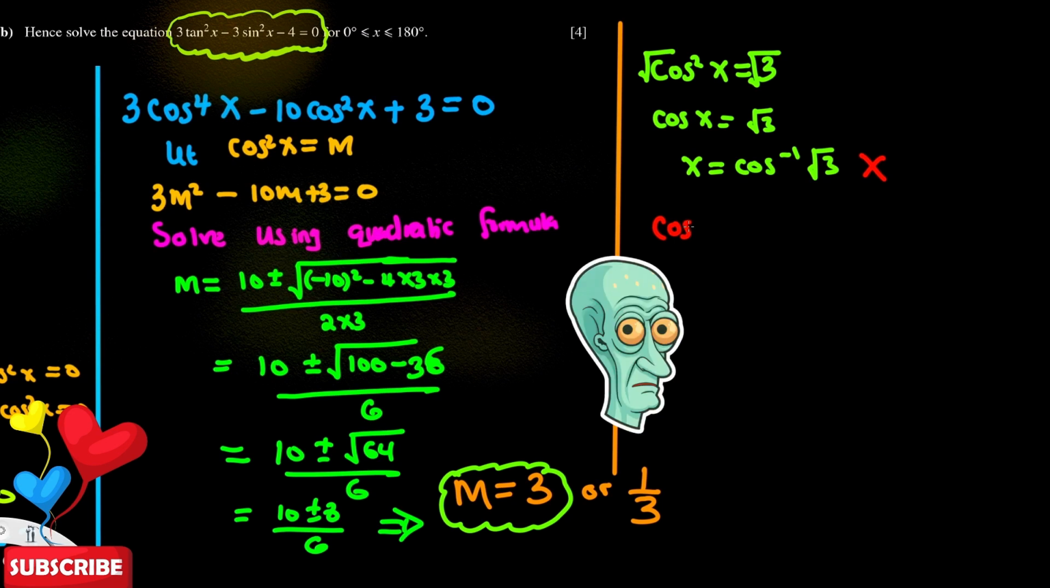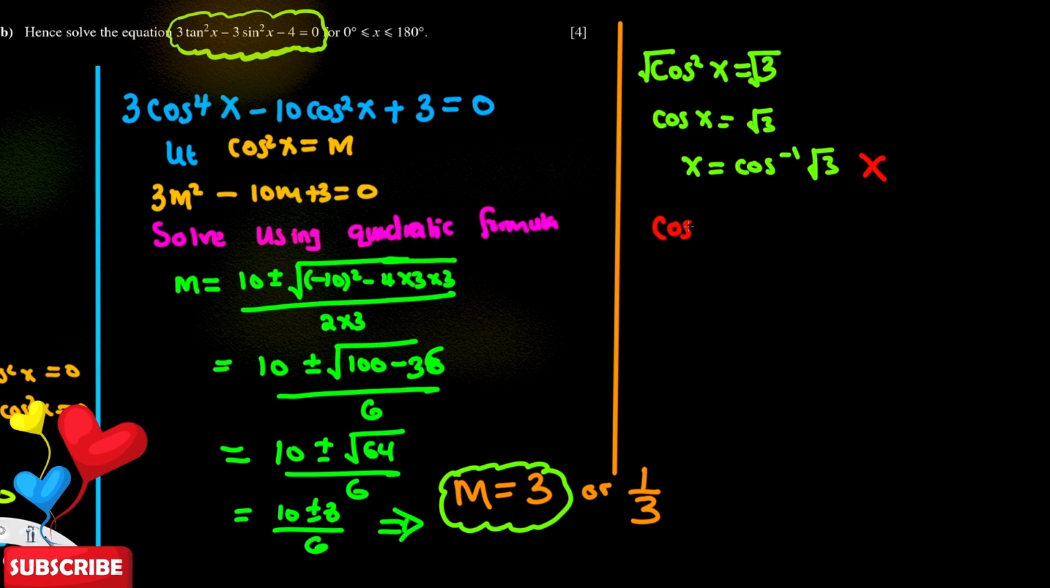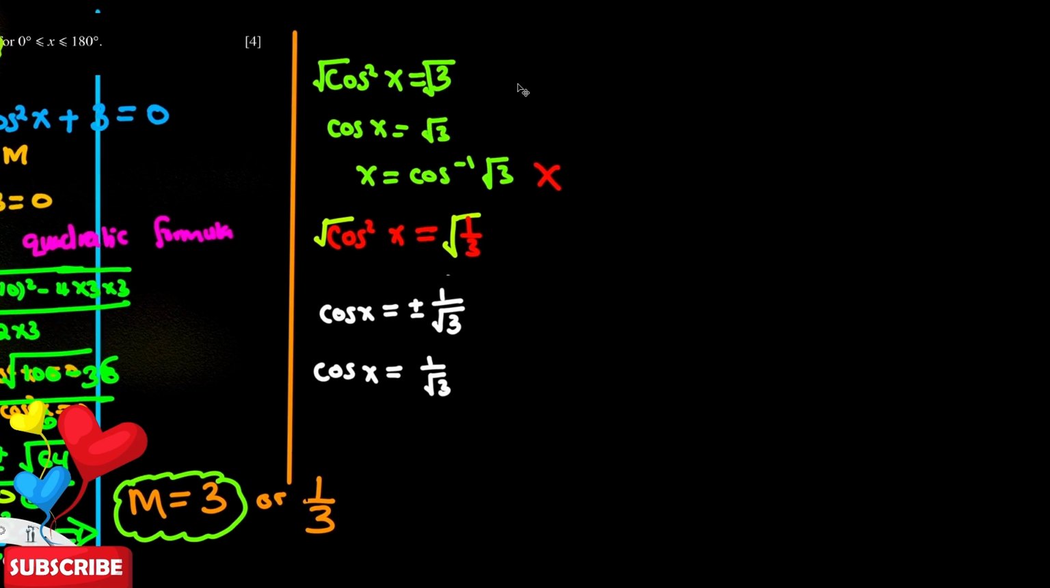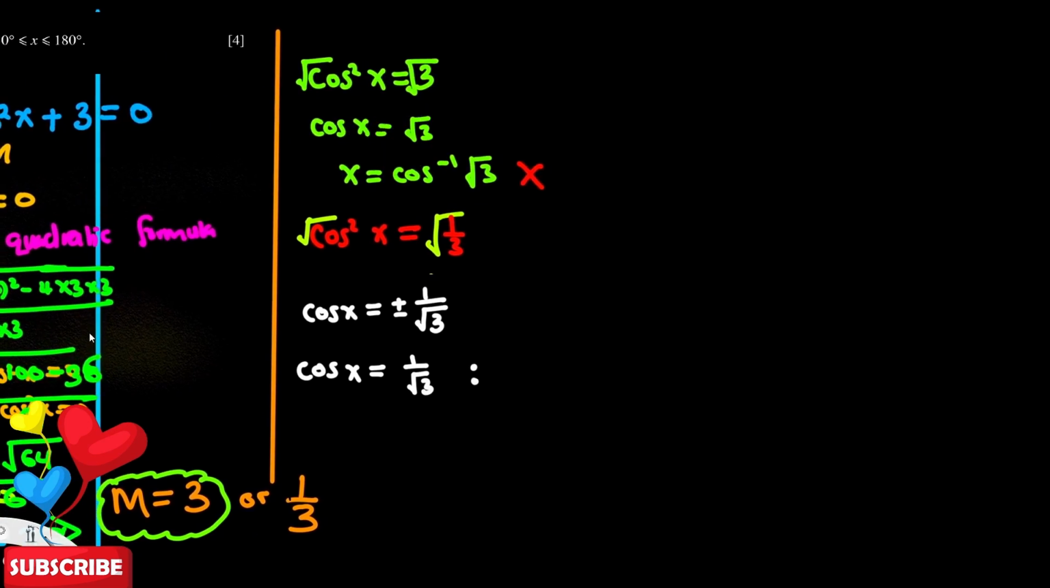We need to make use of the useful and the beautiful 1 over 3. So we're going to say cos x equals 1 over 3. This is the most important part. When we find the square root, we end up having plus or minus 1 over root 3. So we are going to have two equations which we are going to use in order to work out this part. So in this case, we have positive.